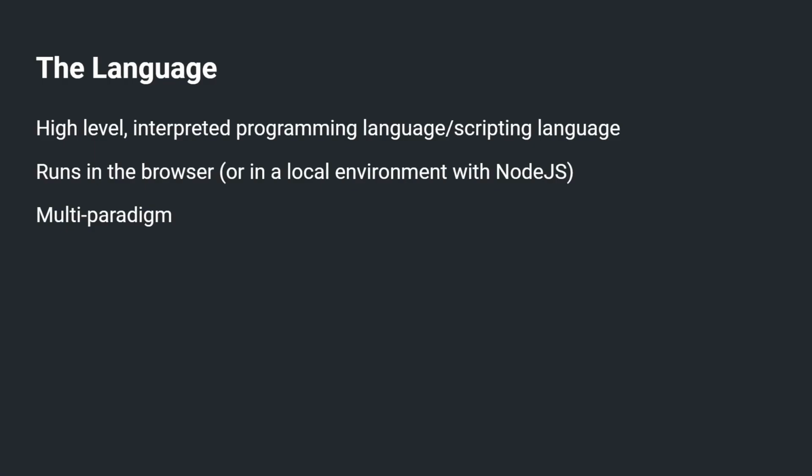It is also multi-paradigm, which means that you don't have to write it in the same way as others. You can write it in a different way and it still does the same thing. Other programming languages need to be written in certain ways.